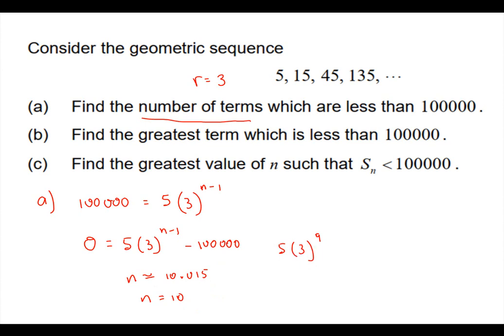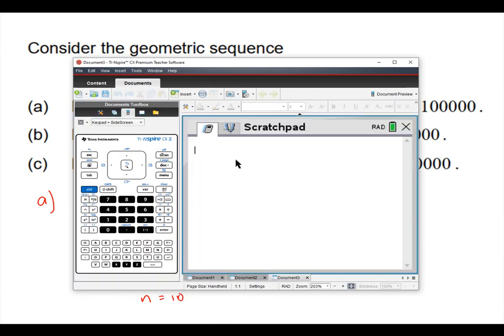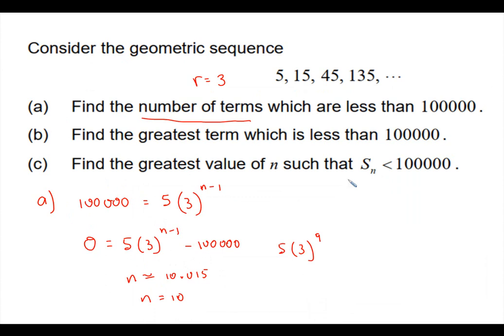If we double check this on the Inspire, let me go to calculate, we have 5 times 3 exponent 9. We end up with 98,415, which is less than 100,000, which is what we want, right? And you notice if you had increased n by 1, so if you said n was 11, that means we would have 10 up here. That would make it way more than 100,000. Okay, so we know that n equals 10 is the correct answer for part A here.